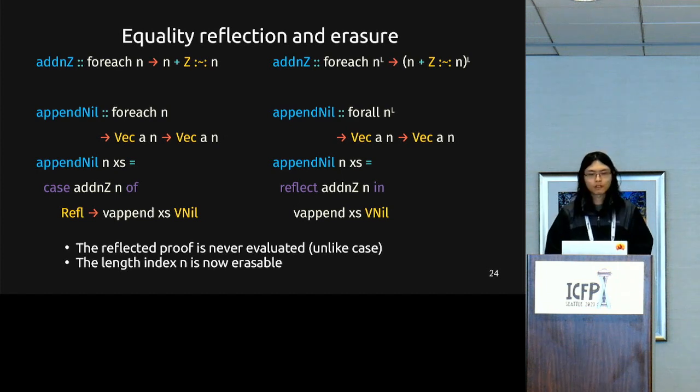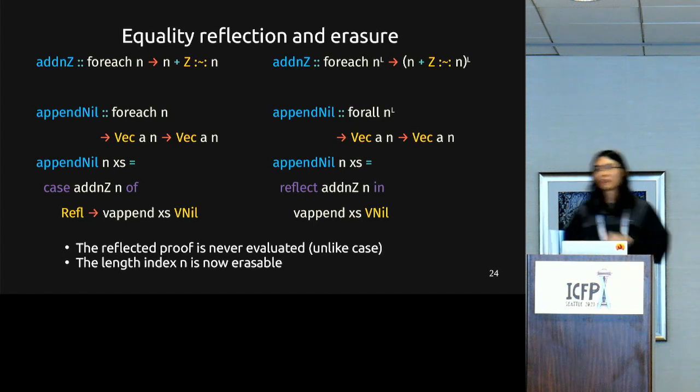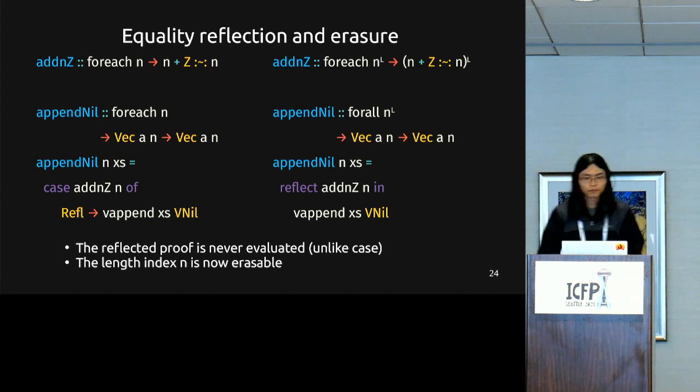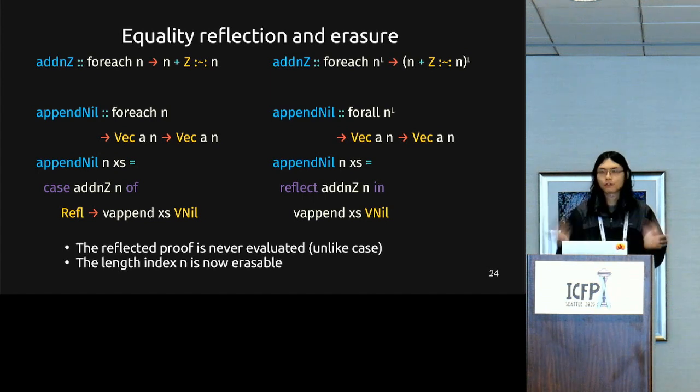So with this new version of append nil on the right, after erasure, we get rid of the actual length index argument and also get rid of the reflect construct completely. This gives us a version of append nil which has the same cost as the append nil for its list counterpart, where the length index is completely erased. And that kind of solves the problem that we wanted to address at the beginning.